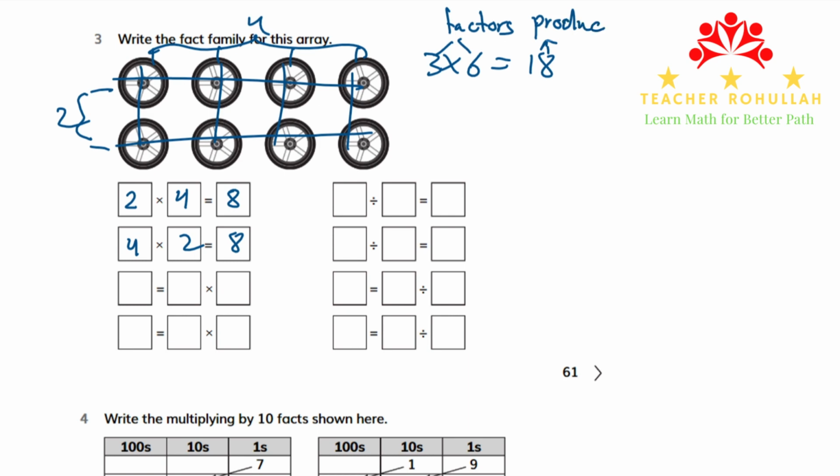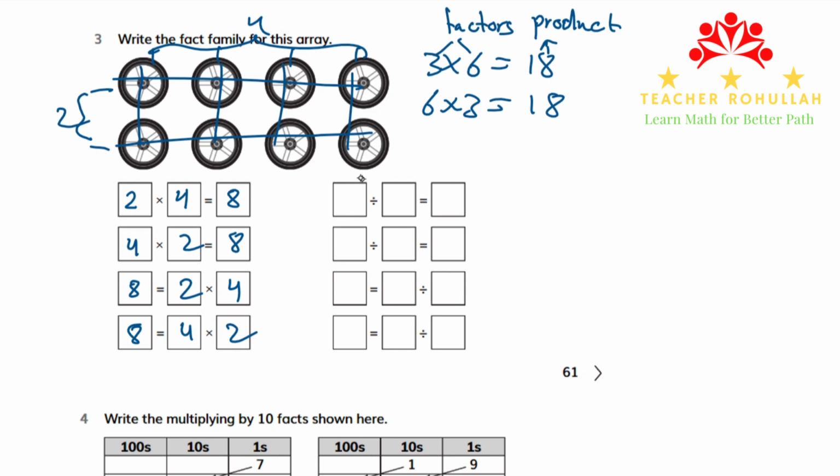So 18 is the product of 3 and 6 when they are multiplied together. Now if we change the places of 3 and 6, if we write 6 times 3, still we get 18, because changing the places of 3 and 6 does not change the product. Well, now here, if we write the product to the left, so 8 to the left, and write the factors to the right, it does not change the answer. 2 times 4 equals 8, and 8 equals 4 times 2. This is about the fact family of multiplication.